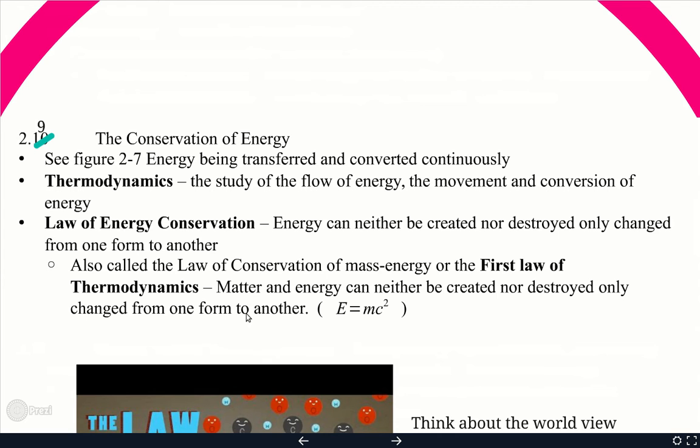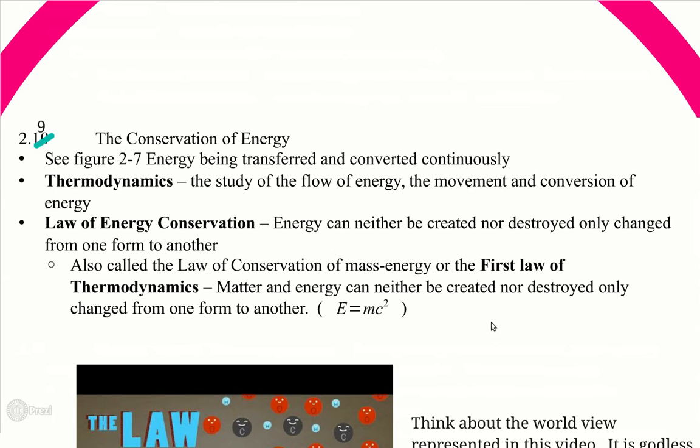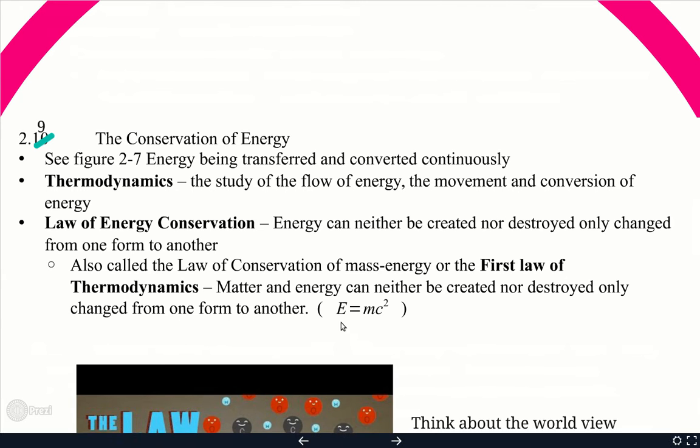Matter and energy can neither be created nor destroyed, only changed from one form to another. Now notice there are two parts to this definition. Matter and energy can neither be created nor destroyed, so I'm neither creating matter and energy nor destroying it. I'm only changing it from one form to another. So matter can actually be changed into energy, and energy can be changed into matter, and it goes back and forth. And it comes from this formula, E equals mc squared, from Mr. Einstein.